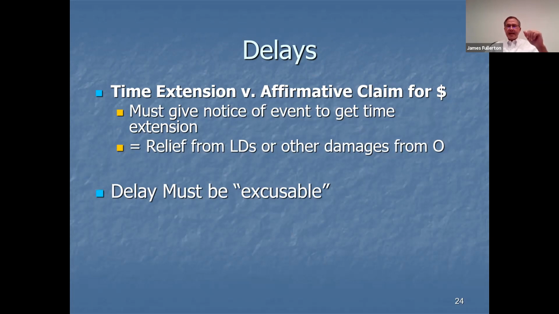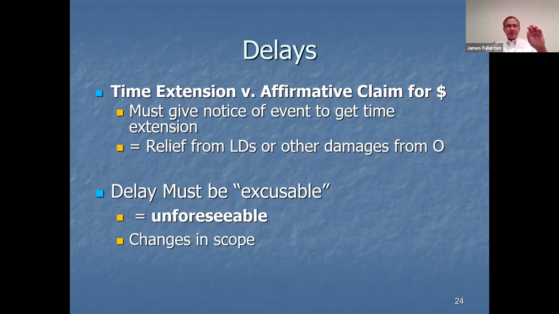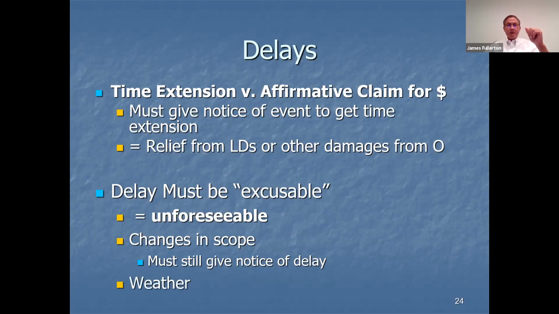We're not going to get into delays in any great detail, but as a general rule, the delay must be excusable, must be unforeseeable. Changes in scope are clearly excusable delays. In a change in scope, you must still give notice of the delay. Make sure you do that in any proposed change order or notice of a claim.